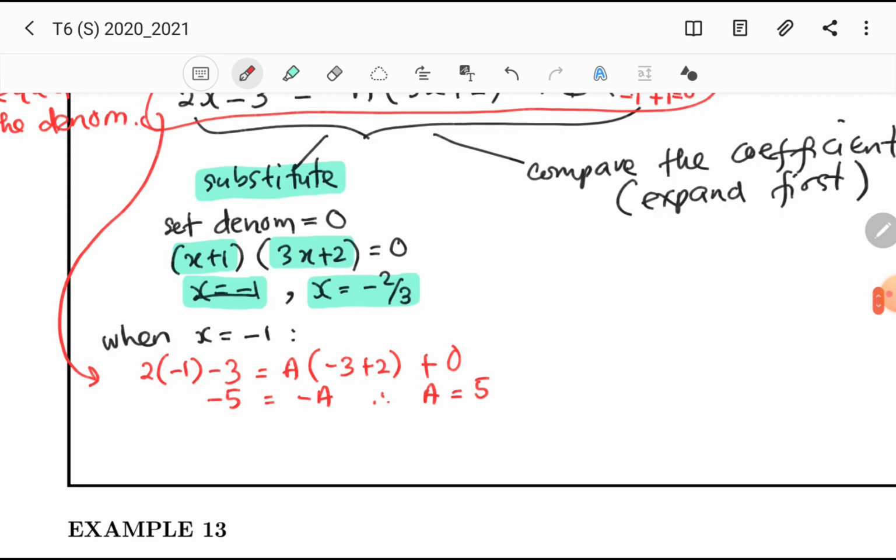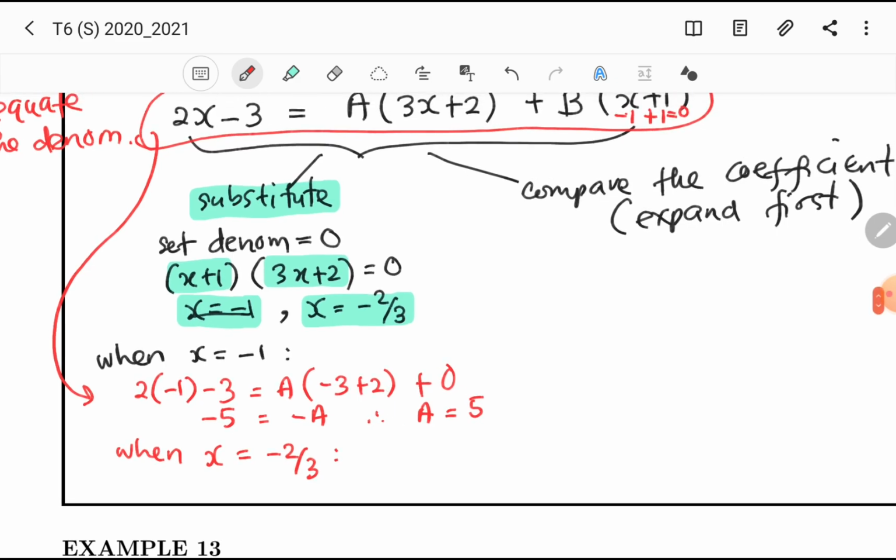Okay, next. When x equals to negative 2 over 3. Actually, kita nak cari A dengan B. Kita dah dapat A. Actually, kita ganti nombor lain. Tak apa. Tak semestinya negative 2 over 3. Ganti nombor lain pun tak apa. Any number. Nah? Okay, but for here, saya kan dah ada x negative 2/3. Saya ganti je lah. Okay.